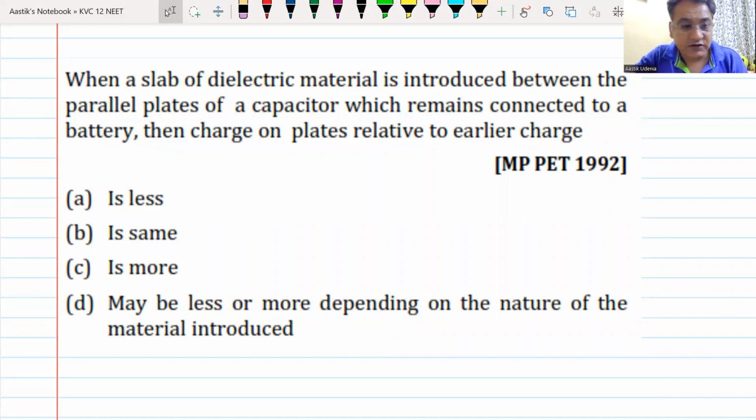Anyway, that takes me to the next question. When a slab of dielectric material is introduced between the parallel plates of a capacitor which remain connected to a battery, remember, they remain connected to a battery, then the charge on the plate relative to the earlier charge, what happens? Which one is the correct option?